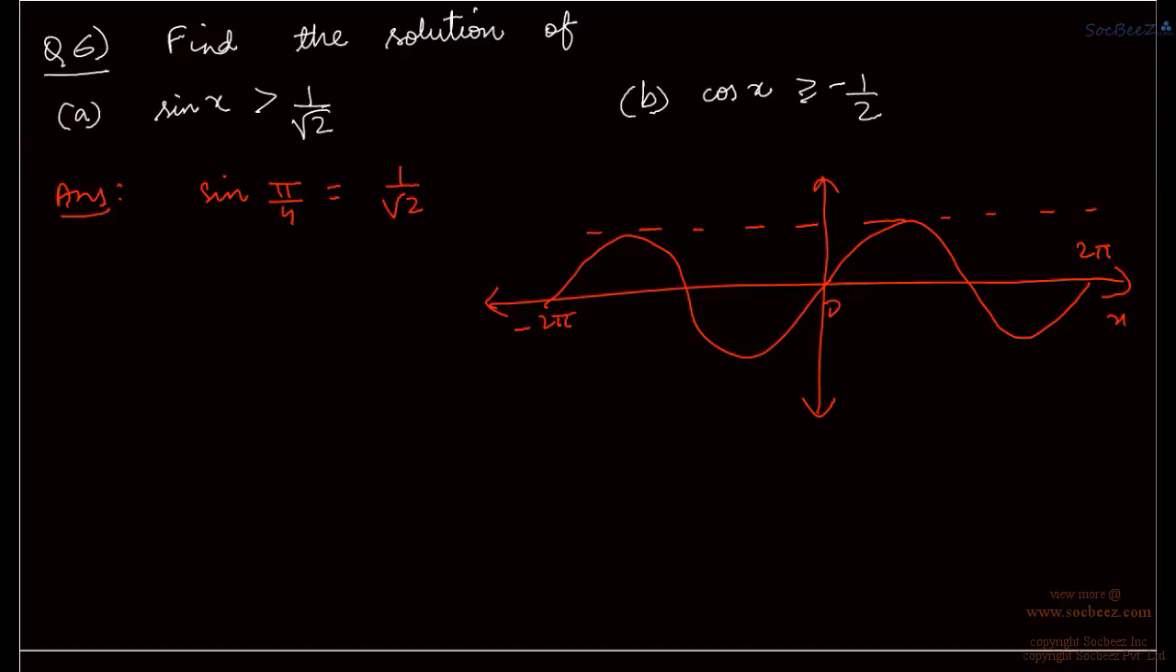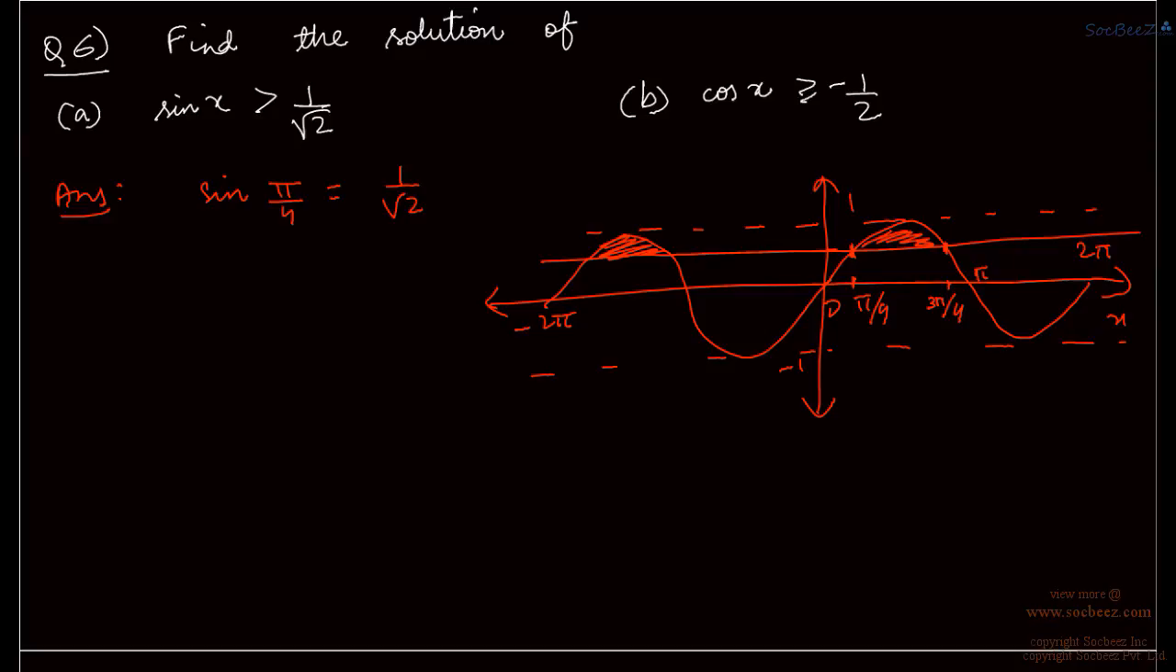Right? And now I know that this is 1, this is minus 1. So 1 by root 2 will be somewhere near here, right? Okay. So our sin x should be greater than 1 by root 2. That means sin x can lie only in this interval. Fine. So now we know what this angle is. This is nothing but pi by 4. And this one will be just symmetric. This is pi. So this will be 3 pi by 4. Right?